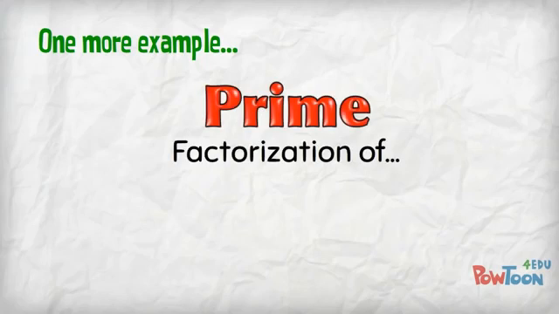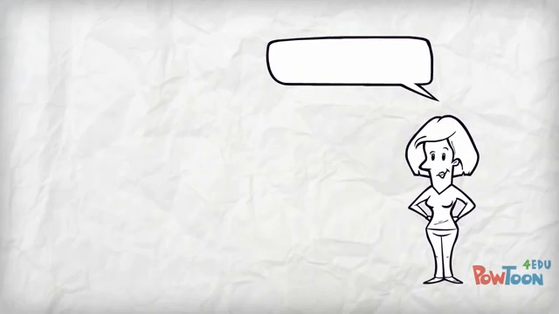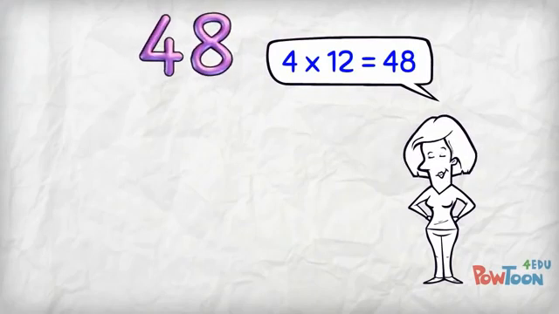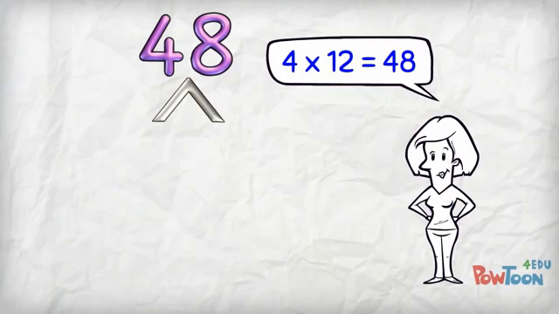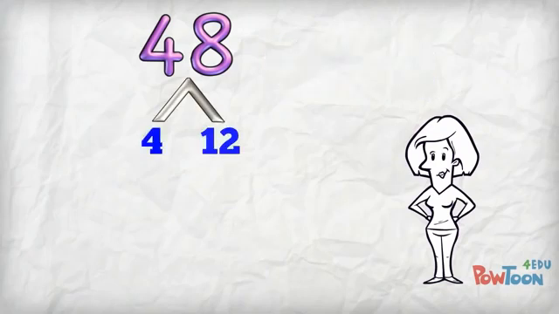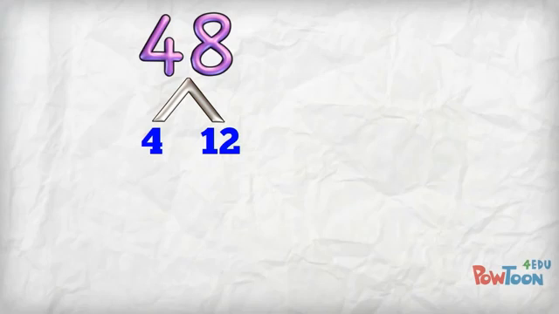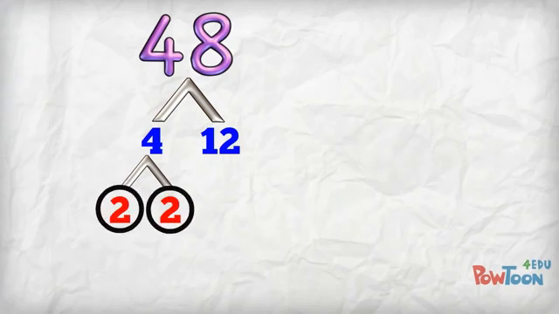One more example and then it's your turn. We will do the prime factorization of 48. I know that 4 times 12 is 48. This time I have two composite numbers to work on, the 4 and the 12. 4 comes from 2 times 2. 2 is prime, so I circle them both and move on to the 12.